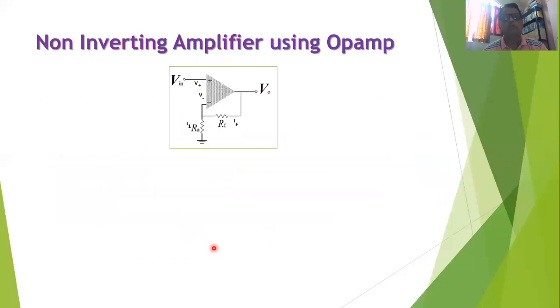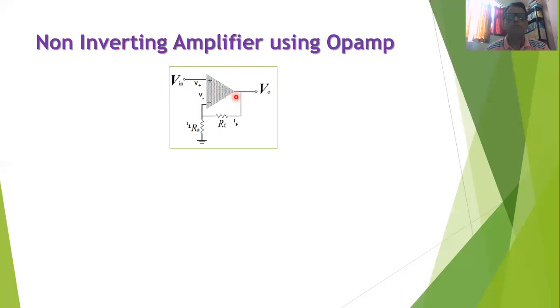Now let us go for the construction of a non-inverting amplifier using an operational amplifier. As shown in this diagram, suppose we have been given an operational amplifier. We know that an operational amplifier has two inputs, the non-inverting input and the inverting input. The input voltage which is to be amplified is connected to the non-inverting input.